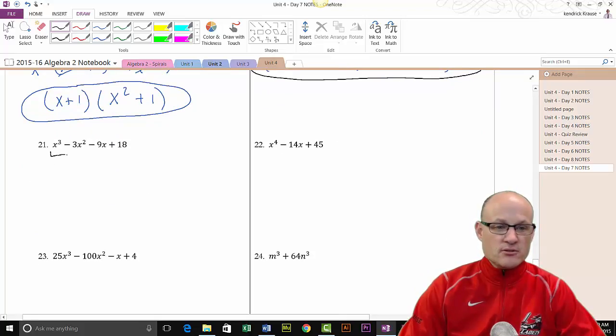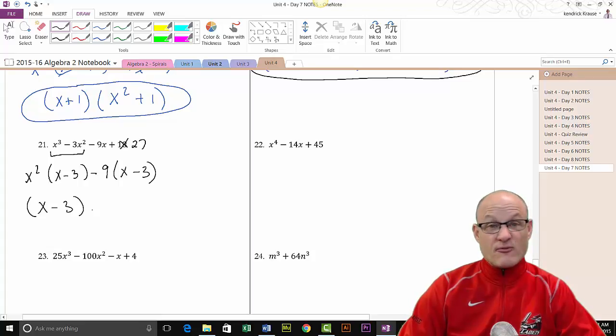Grouping. Over here, I can take out an x squared. I'm left with x minus 3. Take out a minus 9. This should be a 27. Sorry. X minus 3. Got a few things to fix. So my first thing is x minus 3. I'll fix them in class.